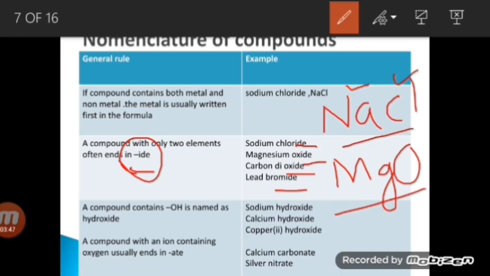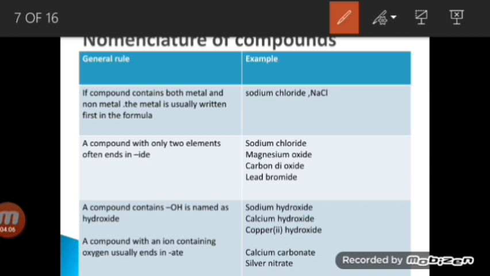Next is carbon dioxide, CO2. Again two elements are there, one is carbon, one is oxygen. Lead bromide, again we have two elements here, so again -ide will be used as a suffix at the end.